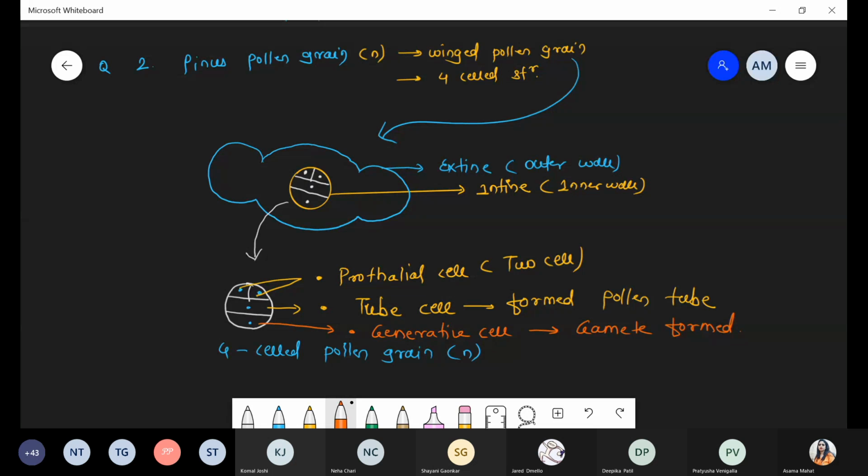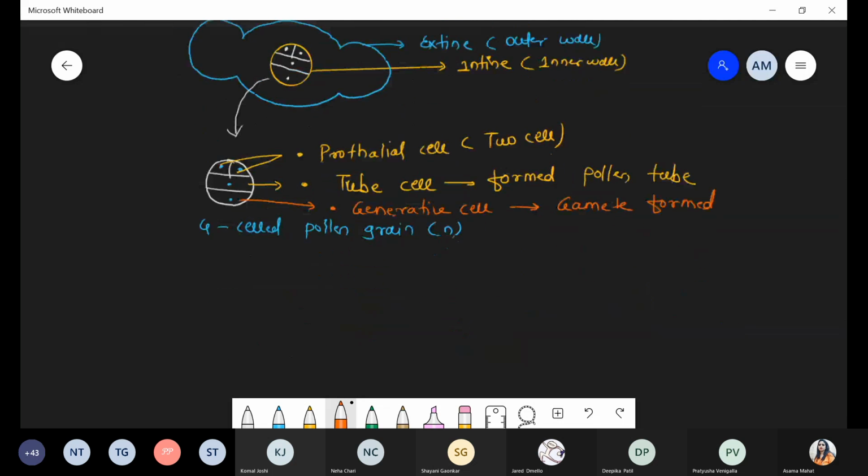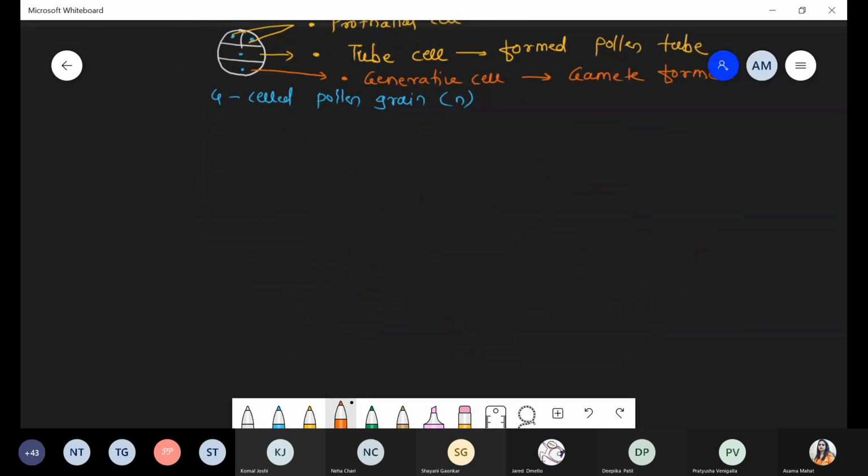Okay, let's go. Now the next point. That was some information about the pollen grain. Now the next point, we are talking about some parts with respect to the female gametophyte, in Pinus, that is, in the case of gymnosperms. So the third point, we are talking about the female gametophytic structure.